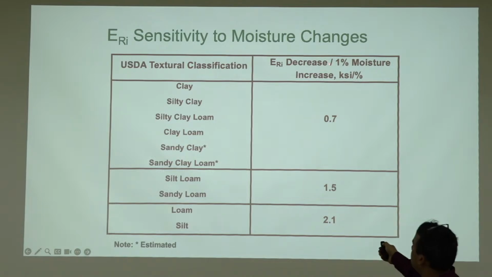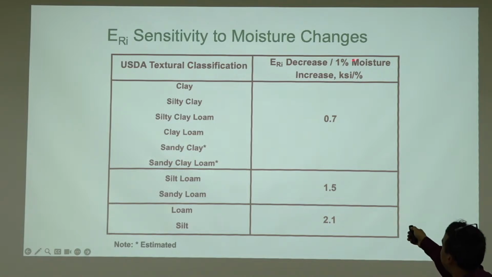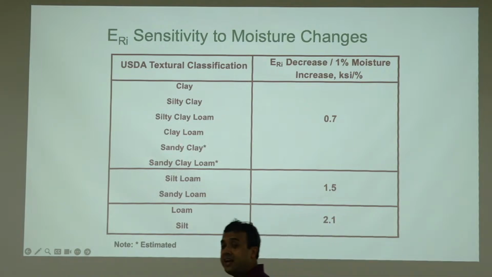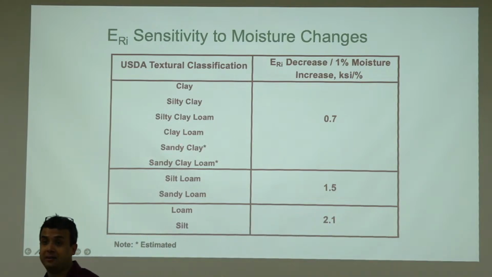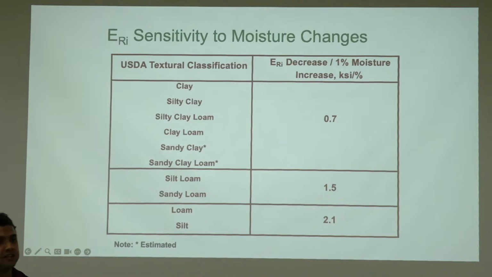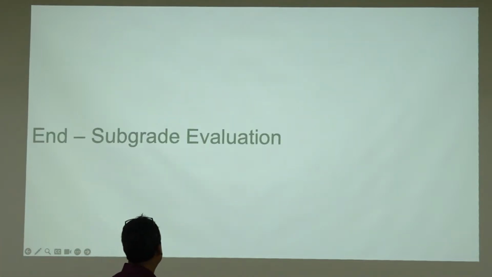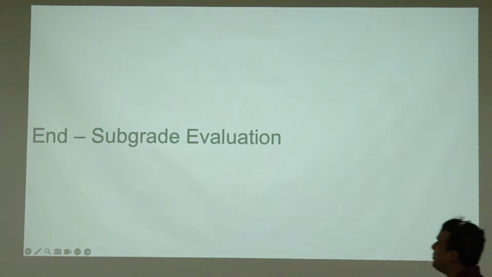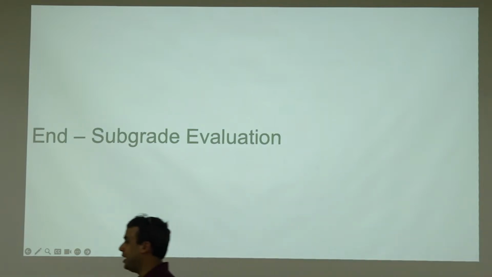What changes? This is a modulus. When 1% moisture increases and stuff, loam and silt had the highest percent change in modulus versus clay. Clay is very sensitive, but when you change 1% or something, it doesn't collapse like that, but silt would actually collapse a lot of times. So that's it. That's pretty much it. Right on time. Good planning, right? But yeah, so that's pretty much it for subgrade evaluation.